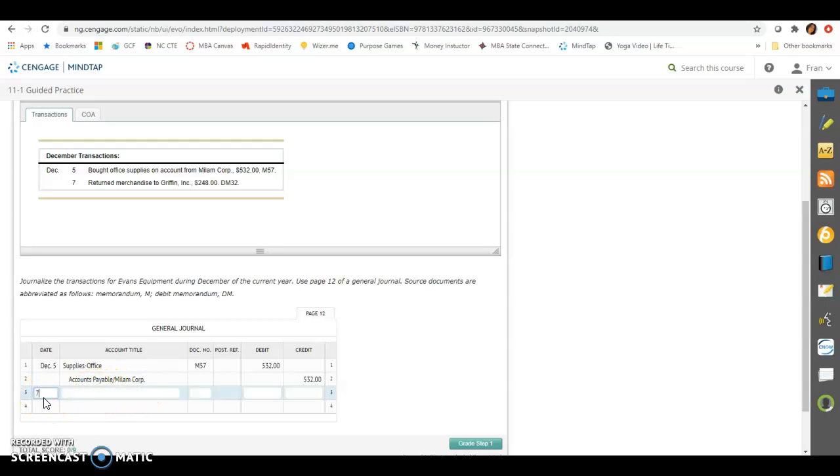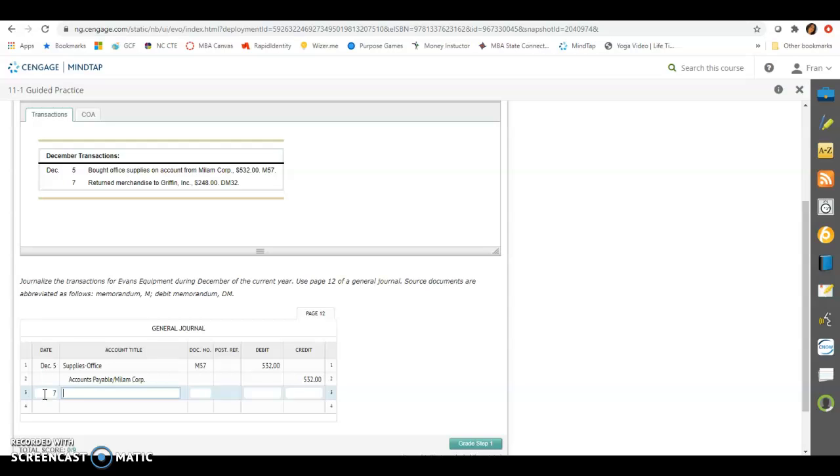The next one is on December 7th. Return merchandise to Griffin Incorporated for $248. In this situation, every once in a while when we buy merchandise, you probably ordered stuff from Amazon or something, it comes in, it's the wrong thing, or it's broken, or it's not the quality you wanted. So you're going to return it and get your money back. Or usually with businesses, they get a credit on their account because they never paid for it in the first place. They bought it on account, right?